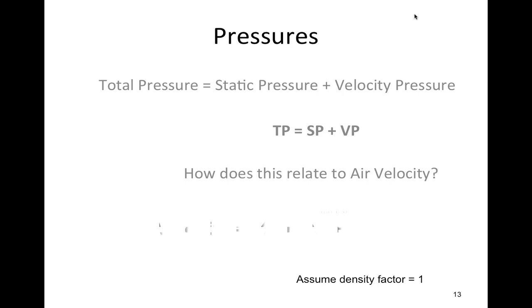Okay, we have a couple of formulas, one in US units, one in metric units, on how to calculate this. This is a simplification of what the real measurements are, but the velocity of the air is equal to 4,005 times the square root of the velocity pressure over a density correction factor. That D is the density correction factor. Now, if this is standard pressure and temperature, that D is 1. So it's just the square root of the velocity pressure.